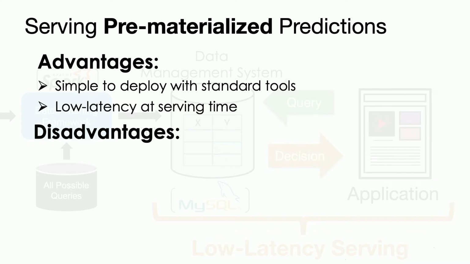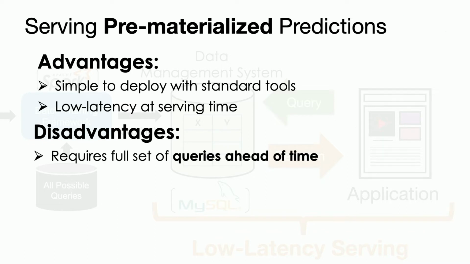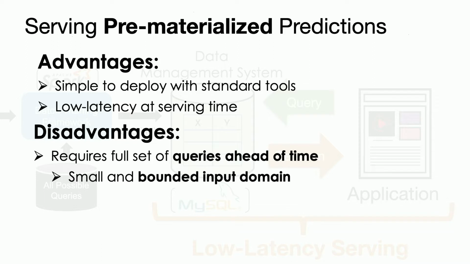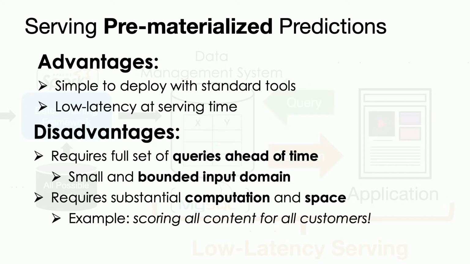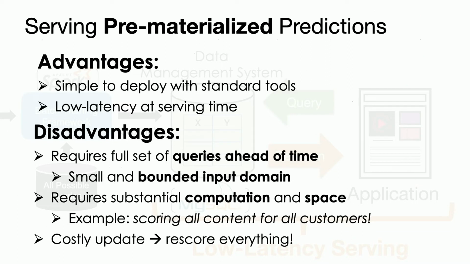However, one of the major disadvantages is that it requires the full set of queries ahead of time. This is fine if you have small and bounded input domains. However, if your application requires, for example, a user to upload images at serving time, there's nothing this approach can do about it. In addition, this requires substantial computation and space because we need to score all possible contents. And finally, it will be very costly to update because once your data scientist updates the model, for example, gives a new version of the model, you need to rescore everything, and that will take hours.